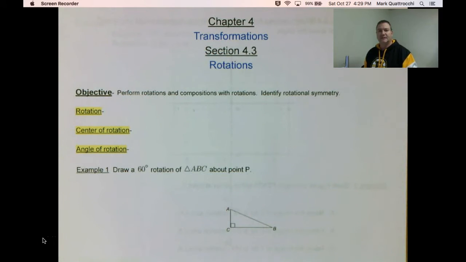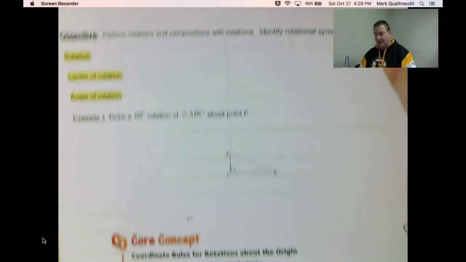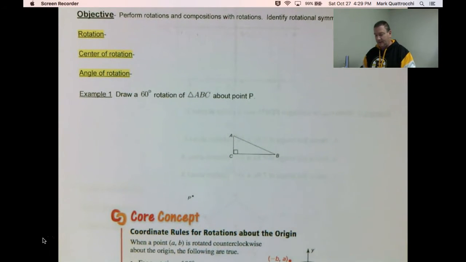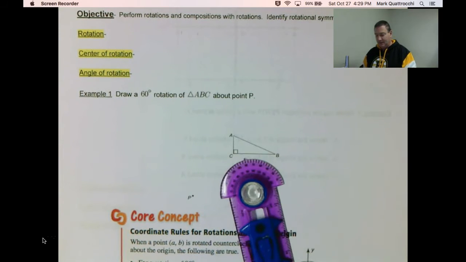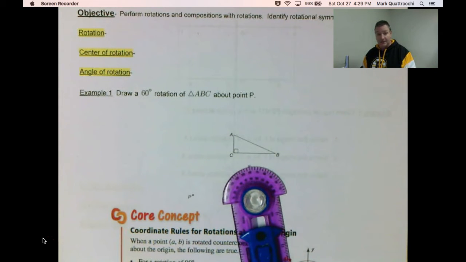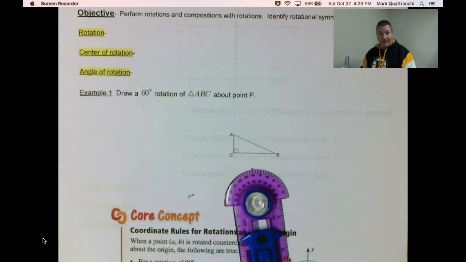Hello everyone, section 4.3, rotations. So this first one that we're going to do involves using a protractor, and the only protractor I have with me right now is the one on the end of my compass. It's not perfect, it's not what I recommend using, it's what I have with me.